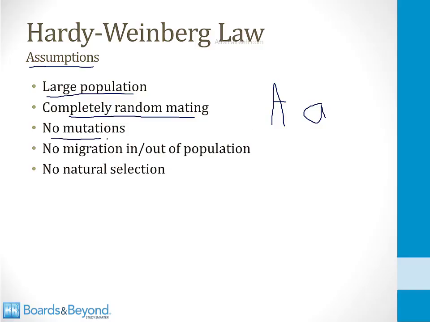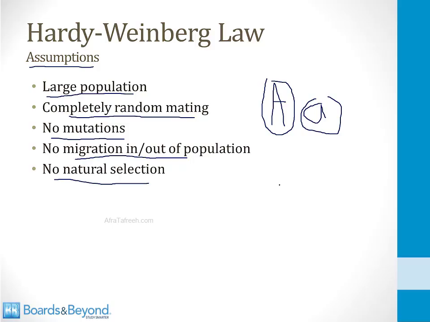There can't be any gene mutations. Genes that are big A have to stay big A as they are passed down through generations, and genes that are little a have to stay little a as they are passed down through generations. There can be no migration in or out of the population. You can't have lots of big A's coming into the population and lots of little a's leaving. This will make the law invalid. And then finally, there can be no natural selection. If you have a selection pressure that makes it more likely that people will die if they carry the little a gene, then this will make the Hardy-Weinberg law invalid.